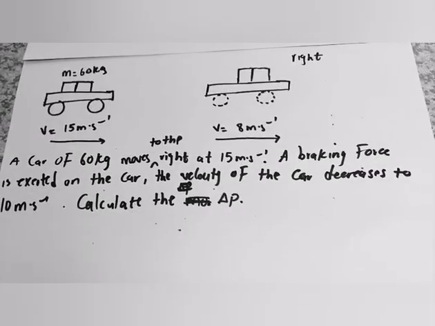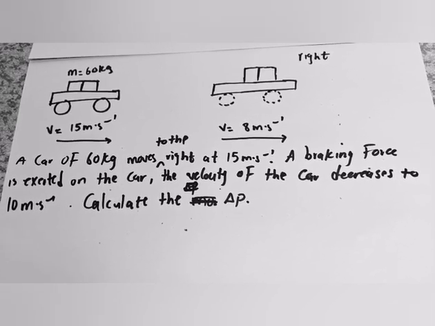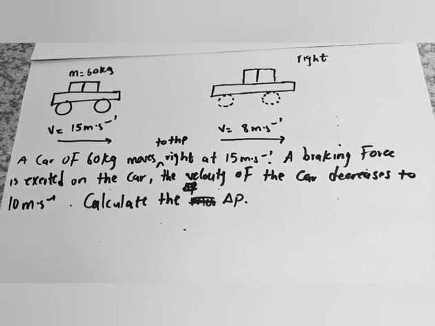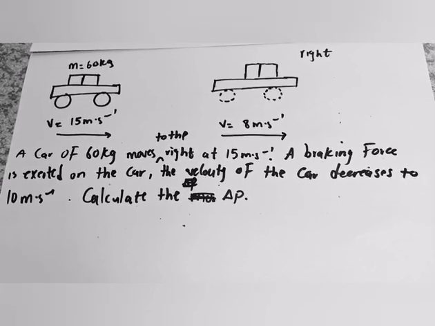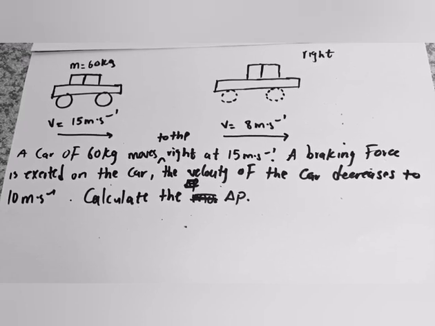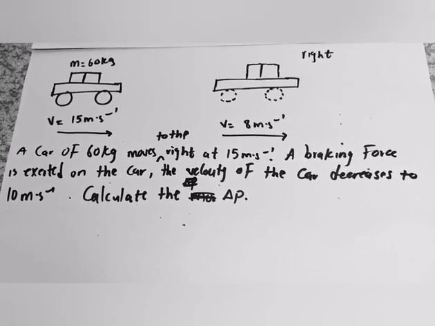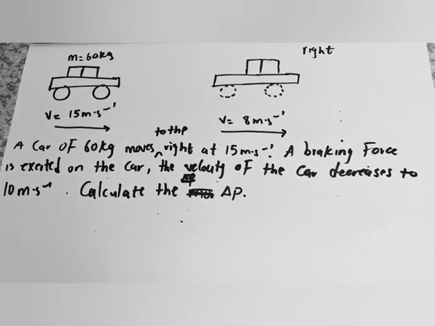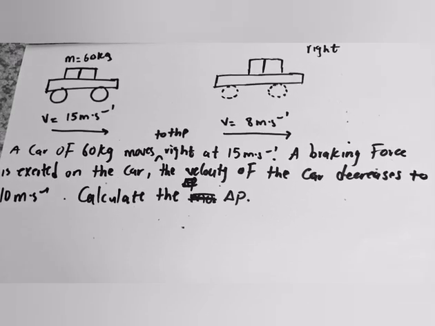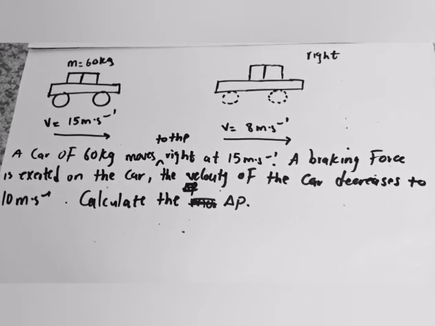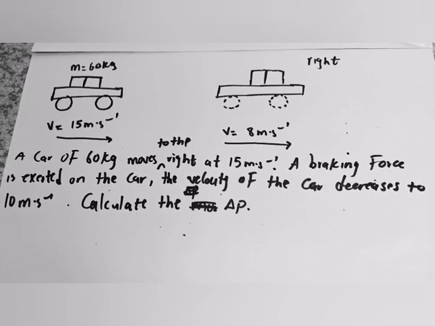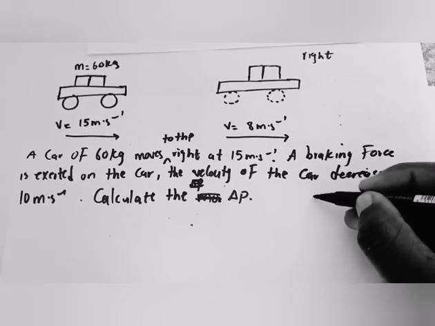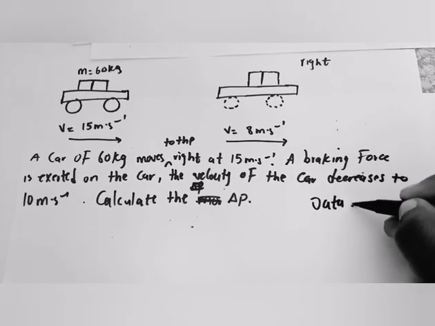For an example here, you are given these two cars. A car of 60 kg moves to the right at 15 meters per second. Then a braking force is exerted or applied on the car. The velocity of the car decreases to, or changes to, 10 meters per second, which means that 10 meters per second is the PF, or final velocity. Then they say calculate the change in P. But if they say it changed by 10, it will be the change in P. Alright, so you collect your data.